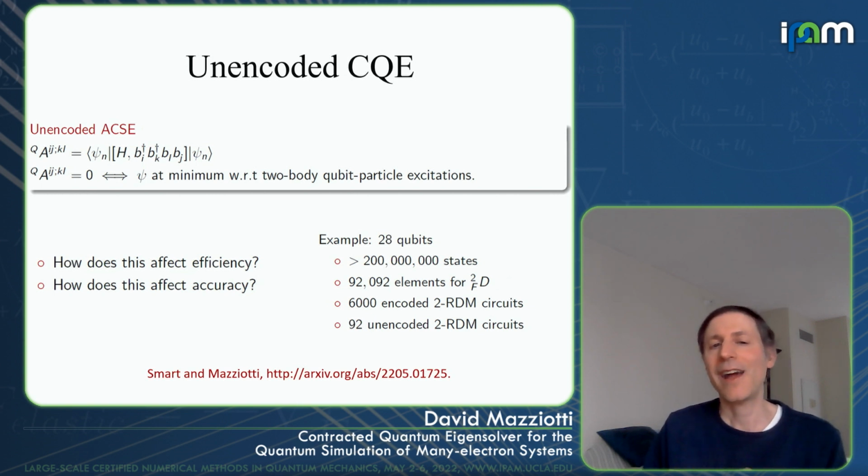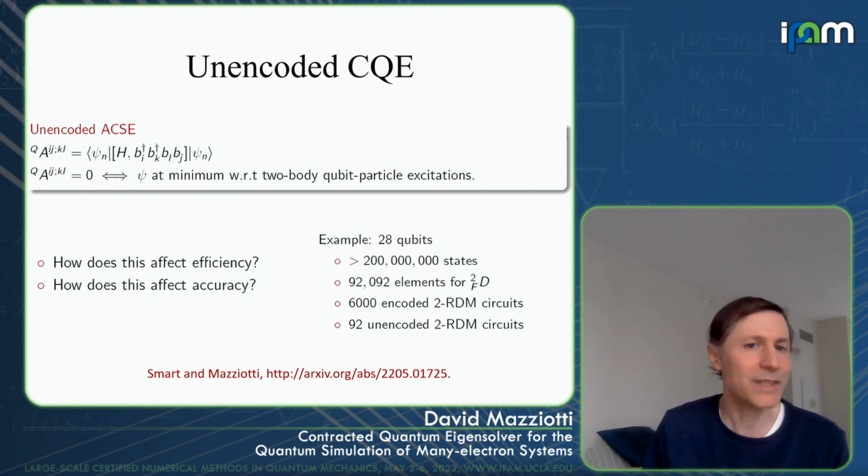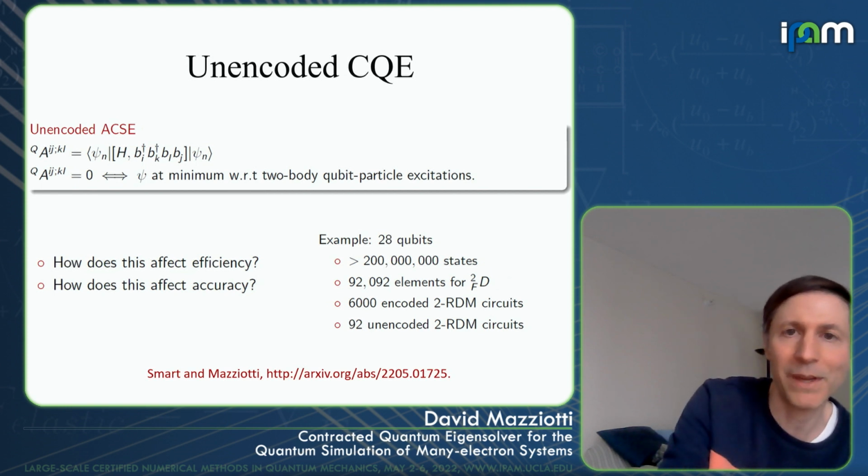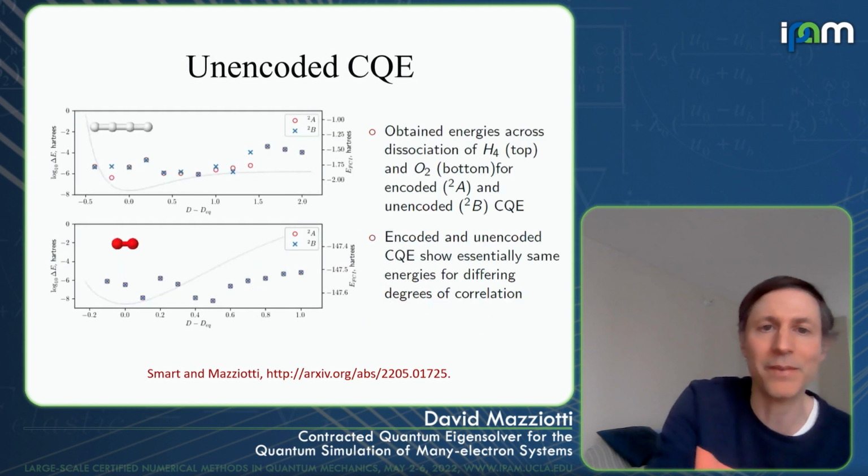So now the question is, how does the unencoded approximation affect efficiency? How does it affect accuracy? Well, in examples with 28 qubits, we would have greater than 200 million states. There are 92,000 elements in the fermionic 2-RDM, but only 92 encoded 2-RDM circuits. So you can see that we have a significant reduction in the tomography required and the preparation required for using qubit particle wave functions.